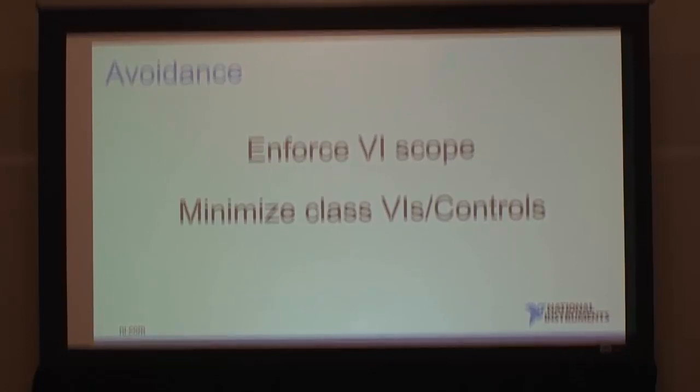And then, minimizing class VIs and controls. I want to be clear about this. You don't want to just strip down your class to be as small as possible just based on this, but trying to avoid dependency and minimize coupling. I'm trying to say you really want to be intelligent about what you're putting in your class. You don't want to put anything that you think is slightly related to your class into your class. You should be intelligent about it.